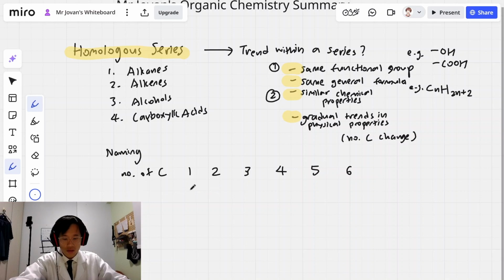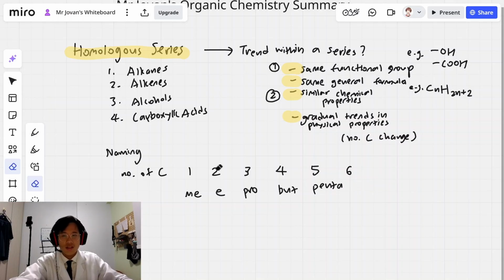If there's 1 carbon atom, the name will usually start with meth. It will always start with meth. If there's 2, it's eth. 3, prop. 4, but. 5, pent. And 6, hex. Sorry, 5 is pent, 6 is hex. Let me write it neatly. Alright, so this is my first online crash course, so please bear with me if I take some time to make some edits here and there.